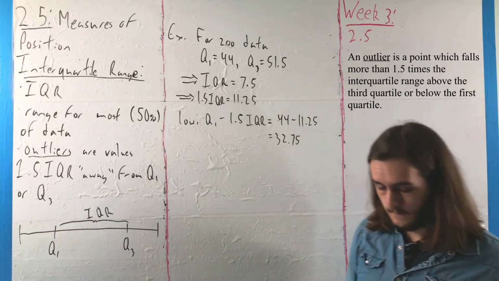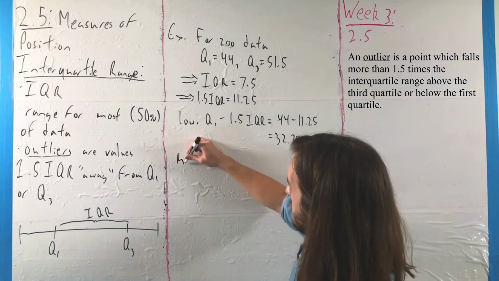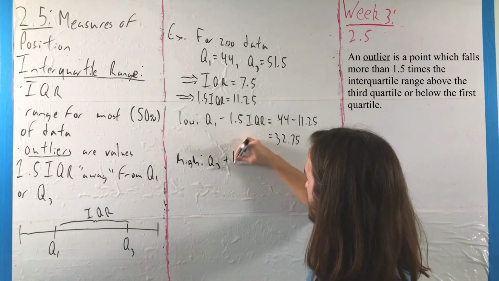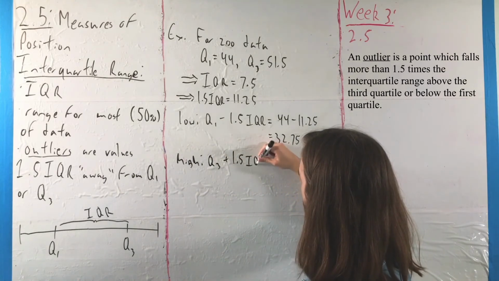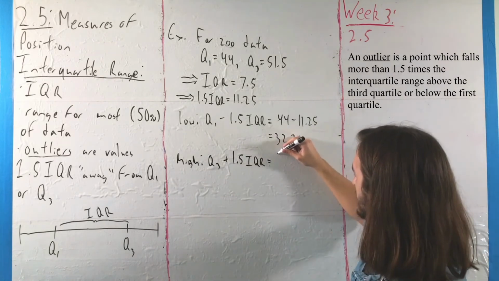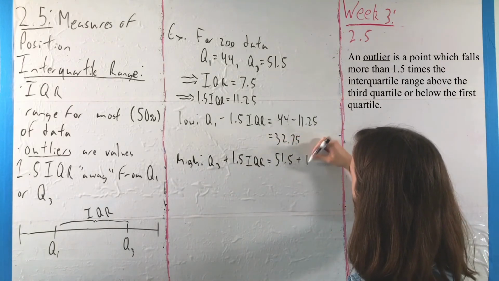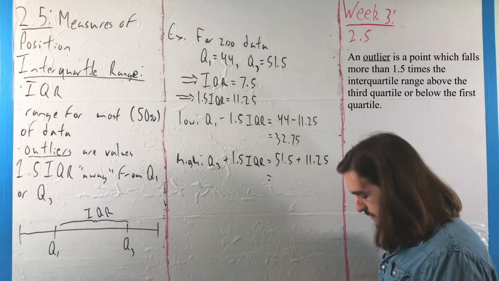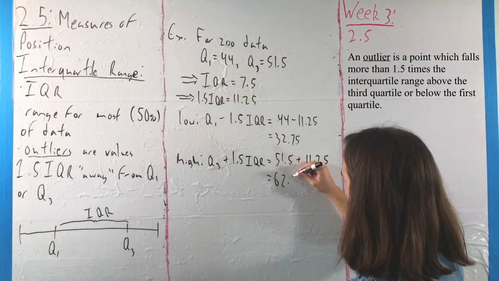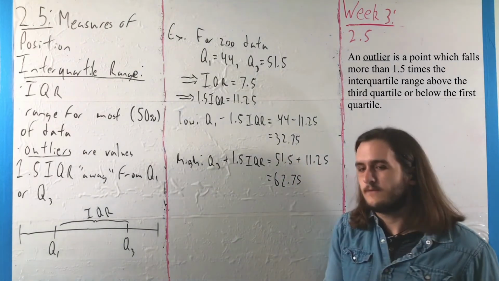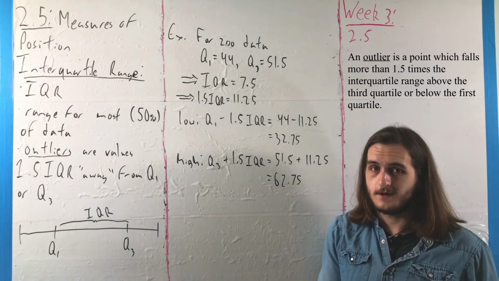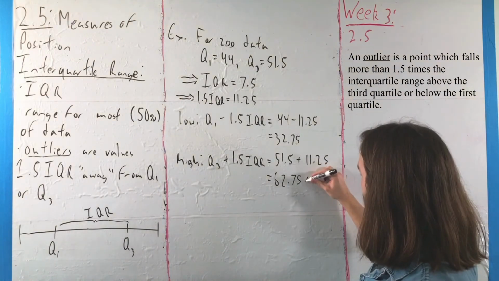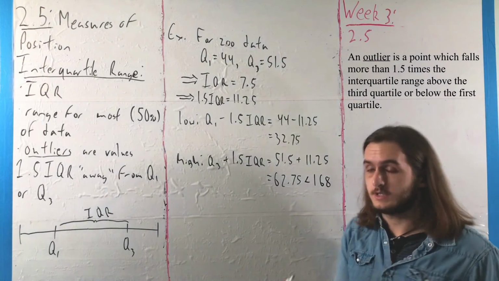On the other hand, for the high end, we have Q3 plus 1.5 times the IQR, which would end up being 51.5 plus 11.25. Where if you take 51.5 plus 11.25, you'll end up getting 62.75, so about 5'3". That's pretty tall for a third grader, but I guess not impossibly. But importantly for us, this is still significantly less than 168.